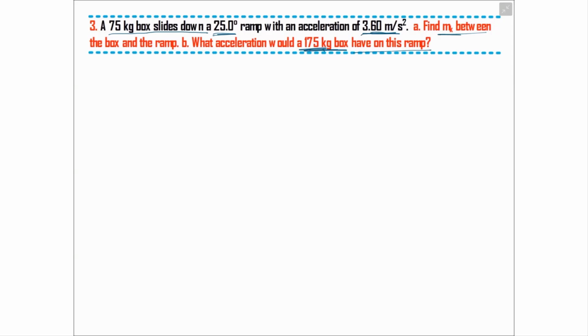Let's solve A first. And I will draw the figure first to make it a bit easier. So the angle of the ramp is 25 degrees. And let's say the box is here and the box mass is 75 kilogram. So Fg of the box will be 75 times 10, 750 Newton. And in this type of question, first of all, we have to draw a free body diagram.